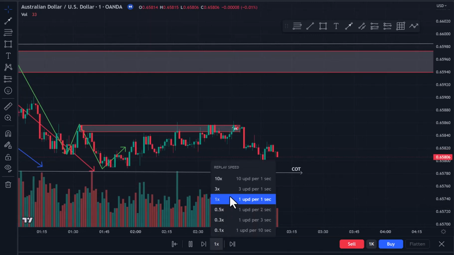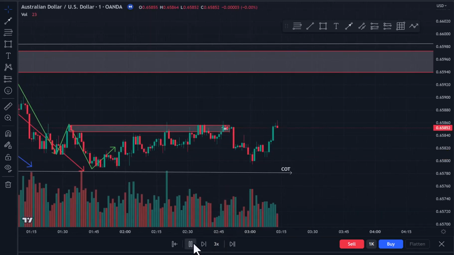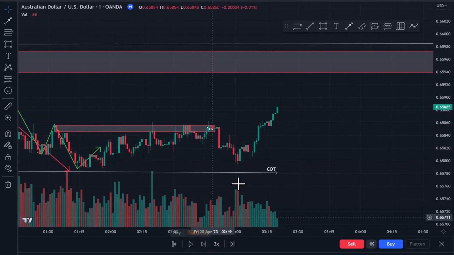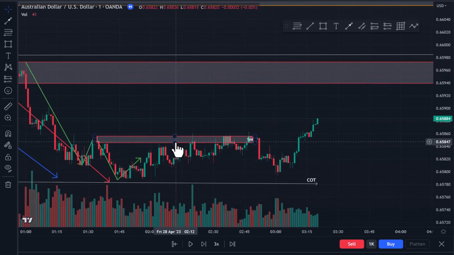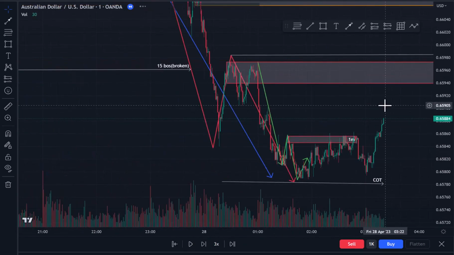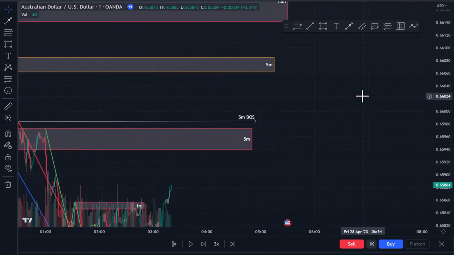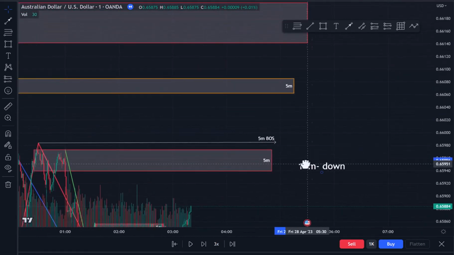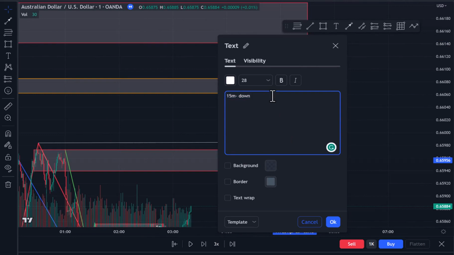Let's see if we can speed it up a little bit. All right, so now we finally get a break of structure. Where's our chart? Forgot to update this. Our 15-minute was down, 5-minute is down, and the 1-minute is now up.